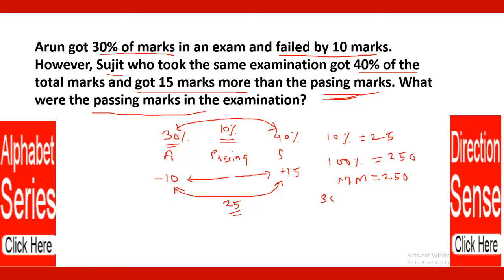30% of 250 is 30 by 100 into 250, so that comes to 75. But 75 is less by 10 marks than the passing marks. So if you add 10 marks to it, then 85 will be the passing marks. So the passing marks in this case will be 85.